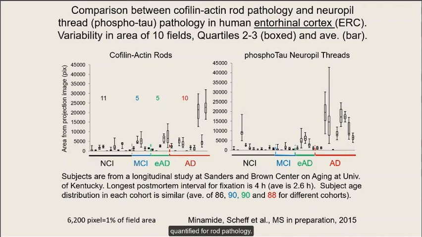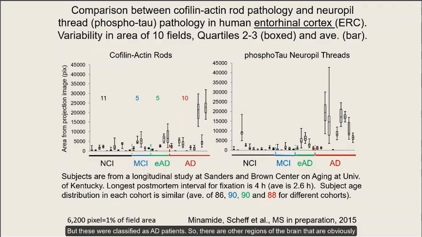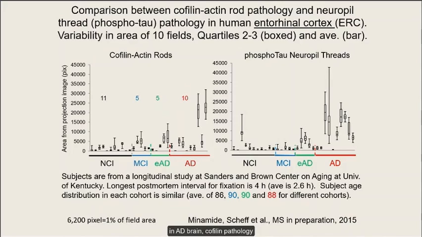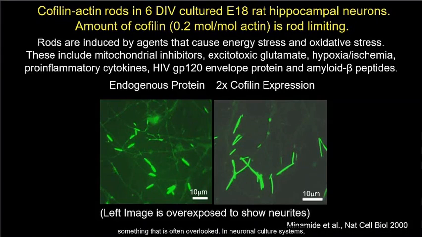You can see that most of these are above the controls, but obviously there are some in this region, at least, that didn't show any cofilin pathology, but there are also some in this region that didn't show any tau pathology. But these were classified as AD patients. So there are other regions of the brain that are obviously equally important as the ones we're looking at. But you can see that in some cases, in AD brain, cofilin pathology is equal or greater in terms of area than what you see in tau pathology, and yet it's something that no one else ever looks at.